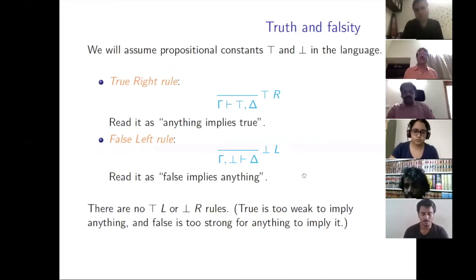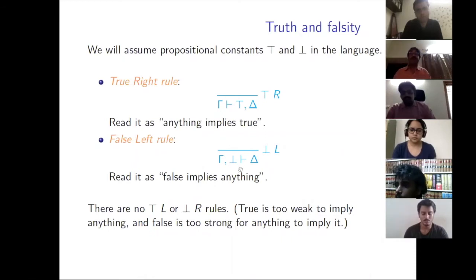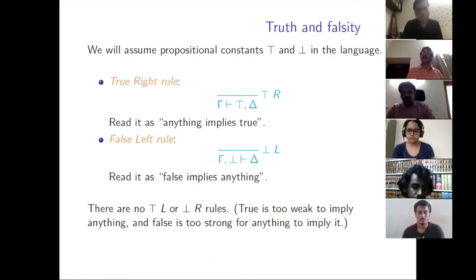And for true, there is a right rule. It says, well, gamma is any sequence of formulas you've got, delta is any sequence of formulas. So this rule says that no assumption is needed. On the right-hand side, you can always put a true. You can read it as anything implies true. Whatever assumptions you make, I can always conclude true, and in any context. The false left rule says false implies anything. Whatever context you have got, and whatever assumptions and conclusions, you can always throw in false on the left-hand side. False as an assumption is okay.